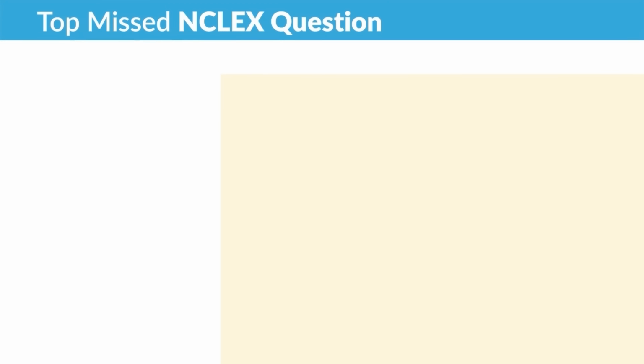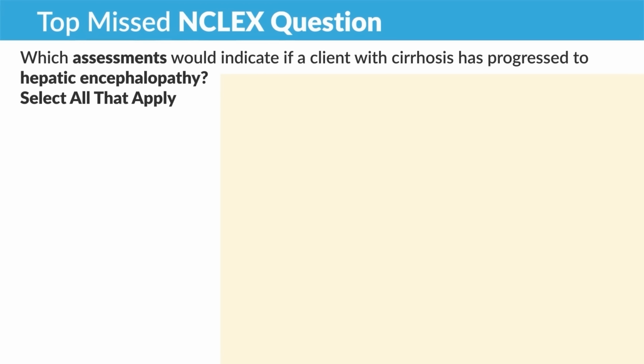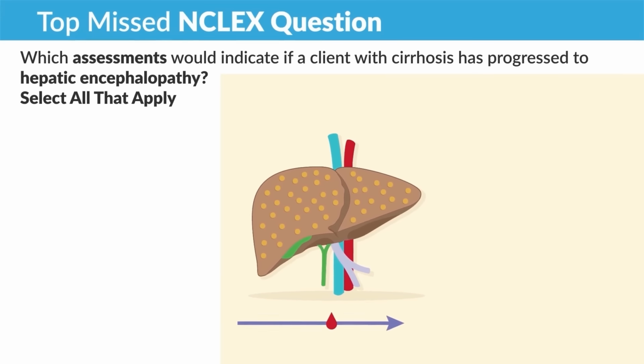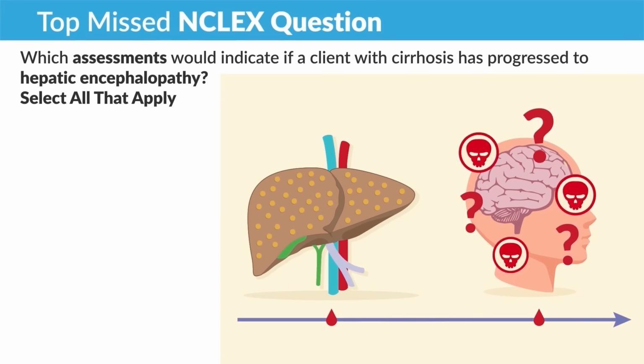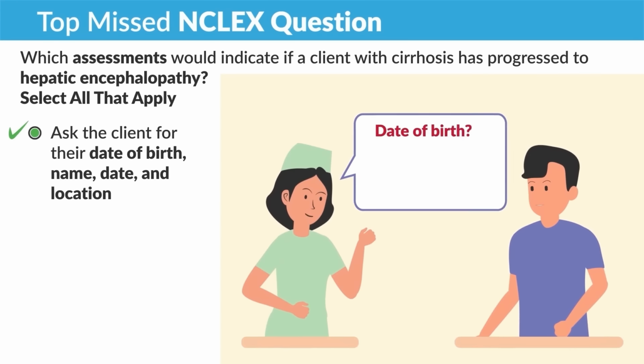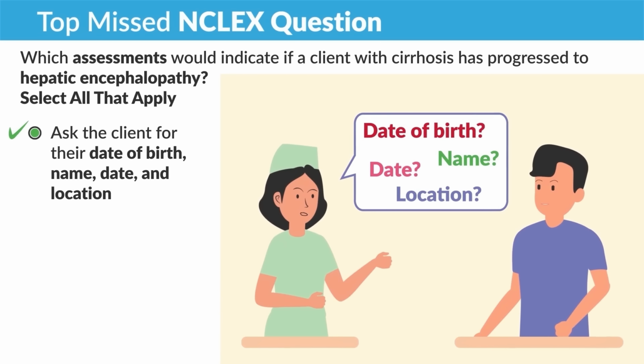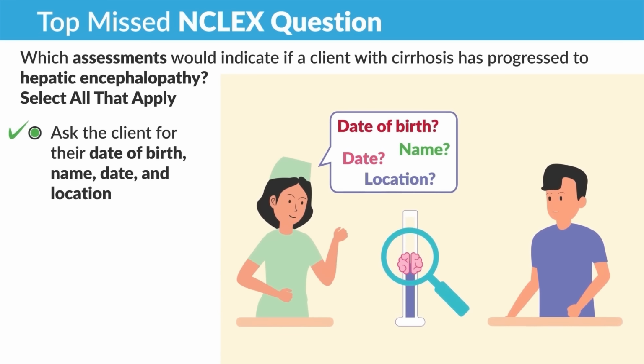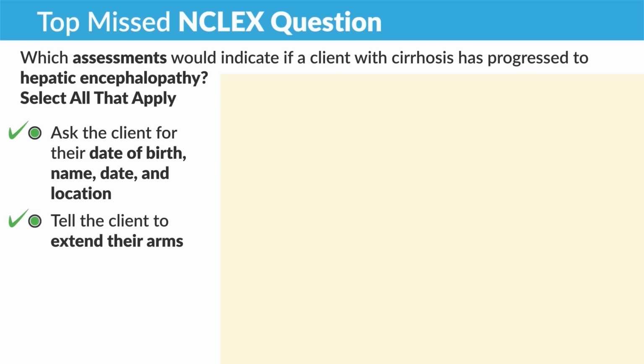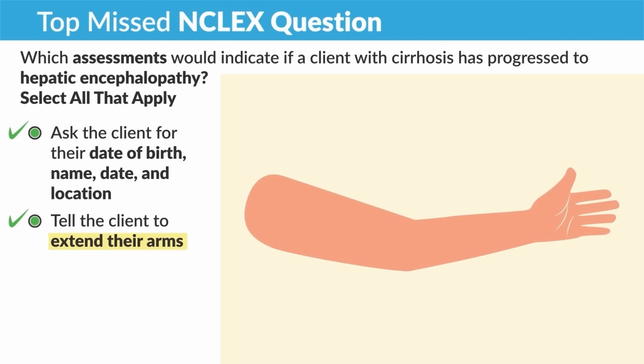Now, the top missed NCLEX question from this section. Which assessment would indicate if a client with cirrhosis has progressed to hepatic encephalopathy? Select all that apply. Ask the client their date of birth, name, date, and location. Yes, these 4 questions are to monitor mental status, to see if the client is oriented. Tell the client to extend their arms. Yes, the key term there is to extend the arms to assess the muscle twitching.